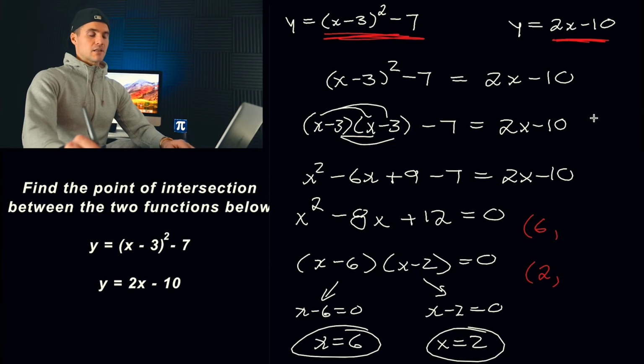So let's just plug it into the line. I feel like that one is easier. 2 times 6 is 12, minus 10 is 2, like that. And then if we plug in 2, we'll have 4 minus 10, which gives us negative 6.